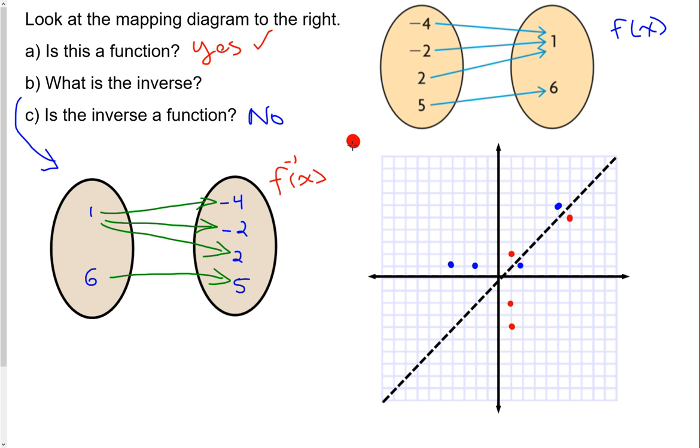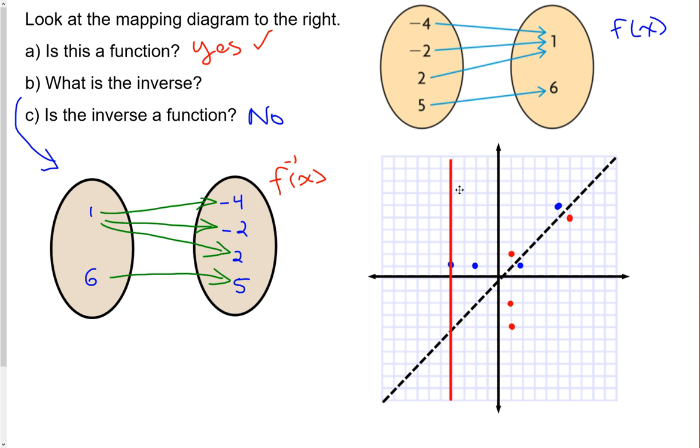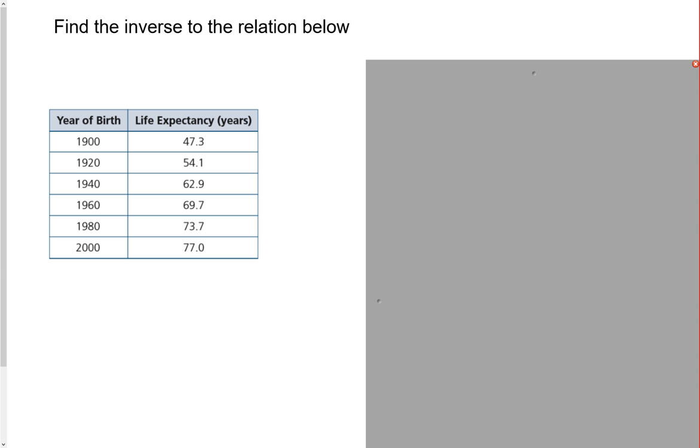If we get out our vertical line, let's make it a little thinner, and we move our vertical line across, I find that for my starting function, f of x, I can't touch 2 points at once, but for my inverse function, I can actually touch 3 points at once. So this fails the vertical line test, so it's not a function, because I can touch multiple points at once. So that's another way we could describe knowing that it's not a function, because it fails the vertical line test.